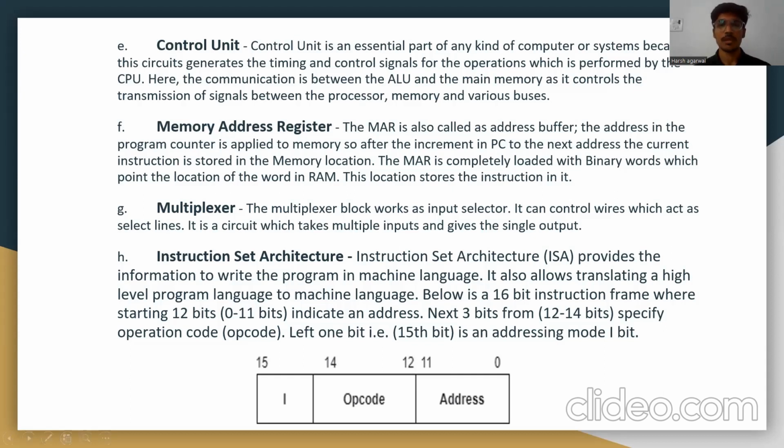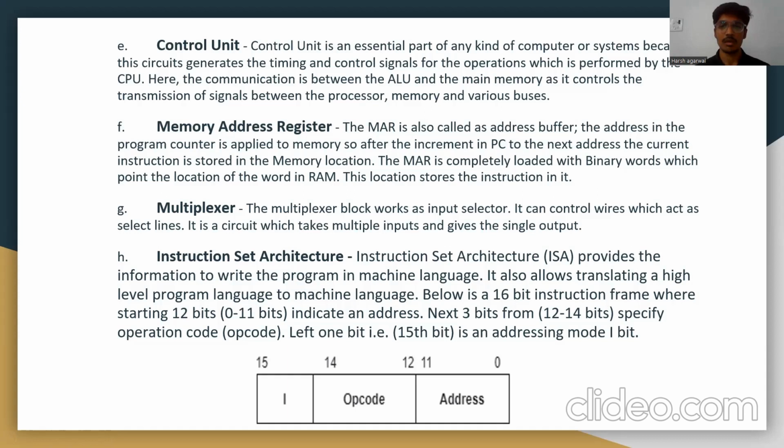Multiplexer. The multiplexer block works as input selectors. It can control wire, which acts as select lines. So for different select lines, different operations are performed. Next, instruction set architecture. ISA provides the information to write the program in machine language. It also allows translating a high-level programming language to machine language.